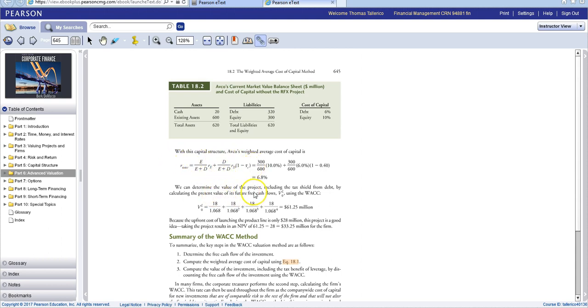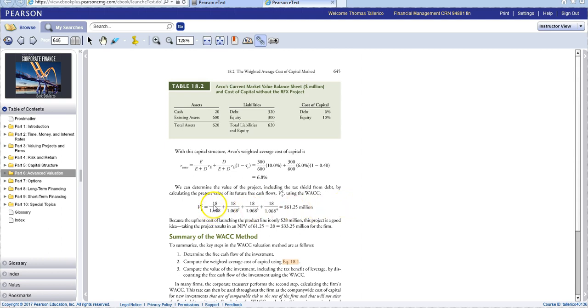And we can determine the value of the project, including the tax shield from debt, because that's right here. That's included, right? Here's the tax shield. 6.8%. This would be unlevered without this portion here, without 1 minus the tax rate. Remember that this was unlevered, but now this is levered. And we determine the value of the project, including the tax shield.